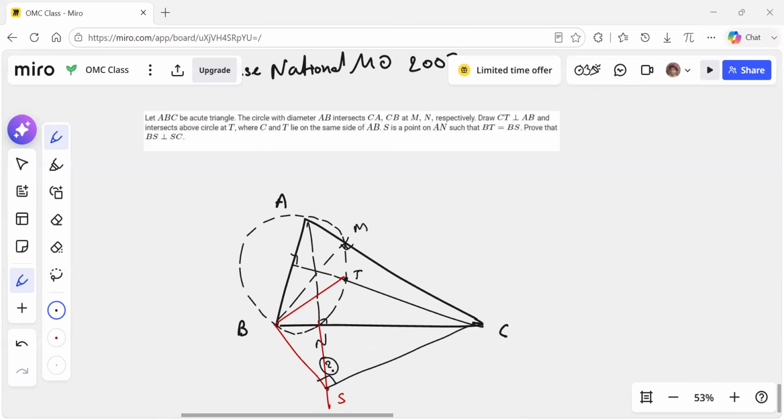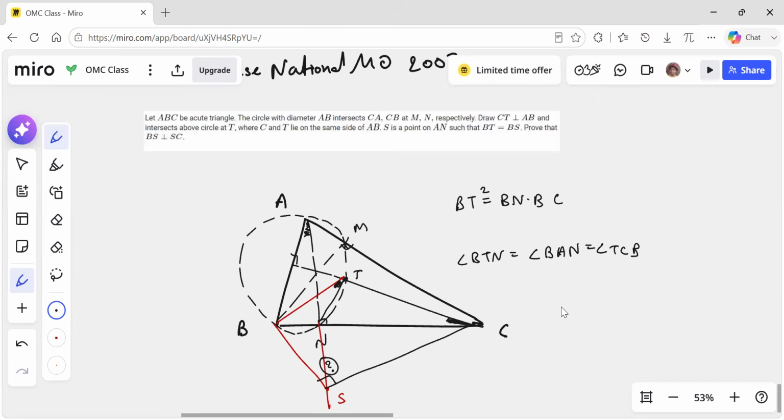We have that BT square is equal to BN into BC because angle BTN is equal to angle BAN, which is equal to angle TCB. Can you just repeat that angle chase? I'll do it. BTN is equal to BAN, which is equal to TCB. Yes.